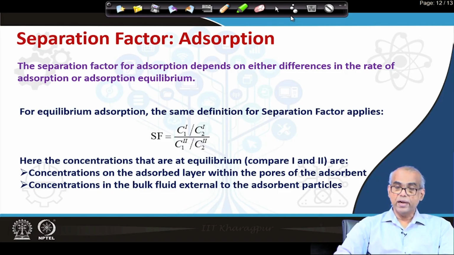Now, in case of adsorption, the concentrations that are at equilibrium are the concentration on the adsorbed layer within the pores of the adsorbent and the concentration in the bulk fluid external to the adsorbent particles. So, these two concentrations correspond to phases 1 and 2 in the definition of the separation factor.